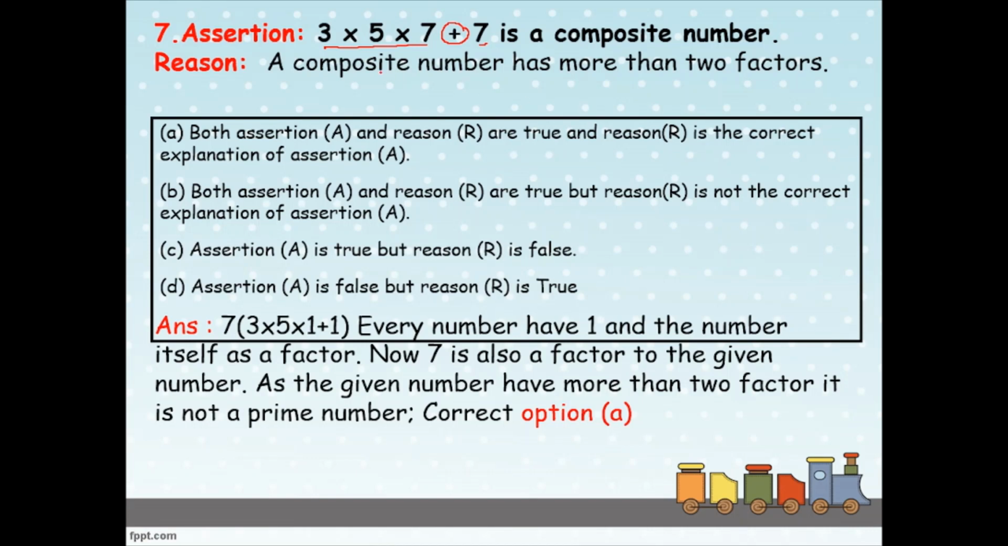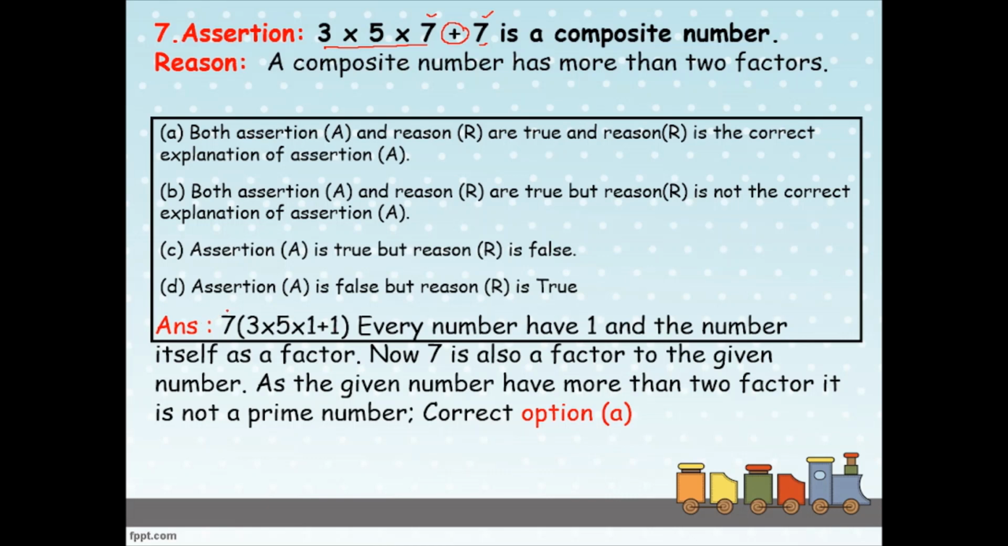And the reason is, a composite number has more than two factors. Now, the reason is a true statement. Now you check the assertion. Just take this 7 common. Then the number becomes like this: 7 into 3 into 5 into 1 plus 1. Now 1 is a factor of any given number. The number itself is a factor of any given number. So two factors are there for any sort of number.